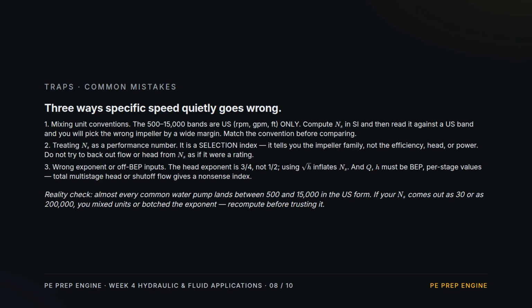Three ways specific speed goes wrong. 1. Mixing unit conventions. The bands are US only, so computing an SI value and reading it against a US band picks the wrong impeller. 2. Treating specific speed as a performance number. It's a selection index for the impeller family, not efficiency, head, or power. 3. Wrong exponent or off-design inputs. The head exponent is 3/4, not 1/2, and the flow and head must be best efficiency point, per stage values. A reality check: common water pumps land between 500 and 15,000 in the US form. If yours comes out 30 or 200,000, recompute.